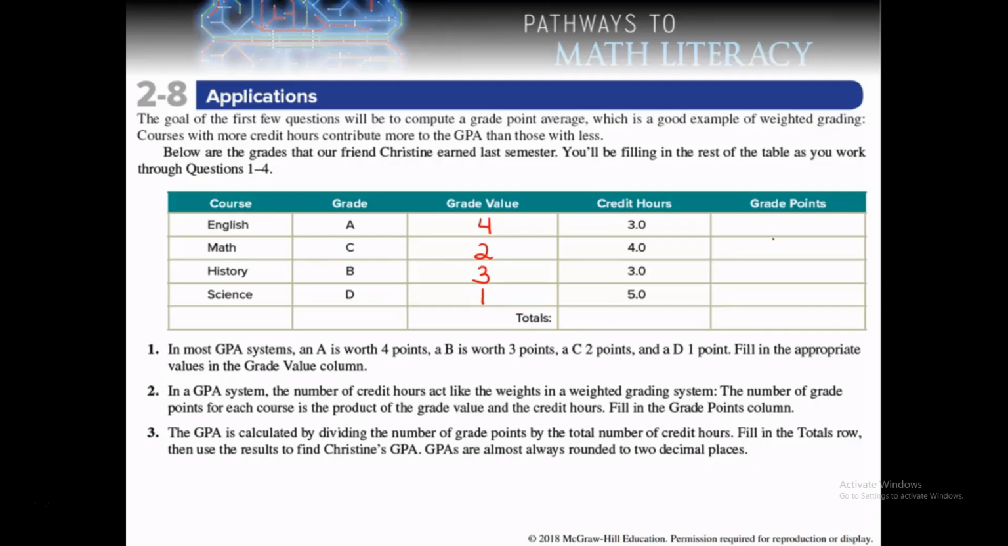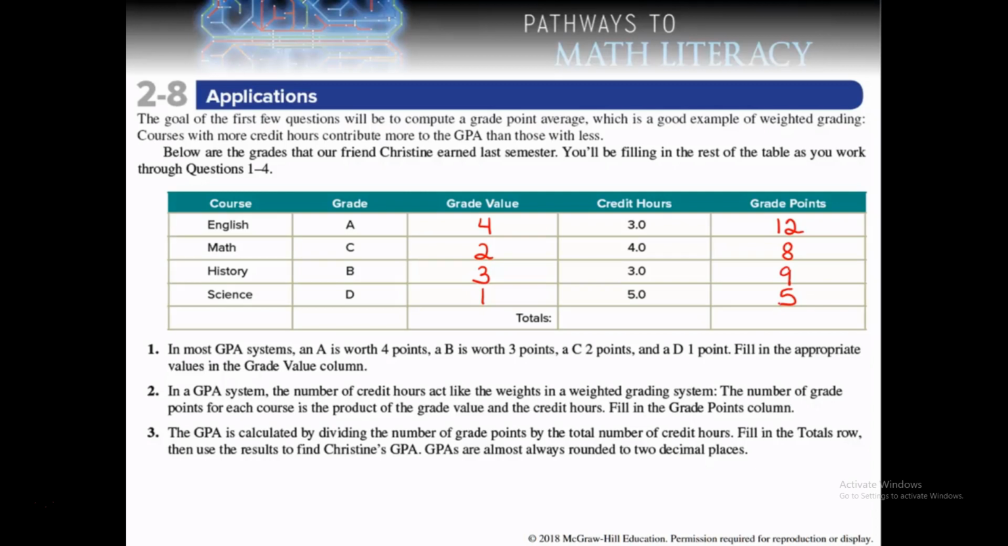And then question 2 says the credit hours are the weights. So to get the number of points for each class, we're going to multiply the grade value times the credit hours. So for English, 4 times 3 gives us 12 points for that class. In math, 2 times 4 gives us 8. In history, 3 times 3 gives us 9. And in science, 1 times 5 gives us 5.